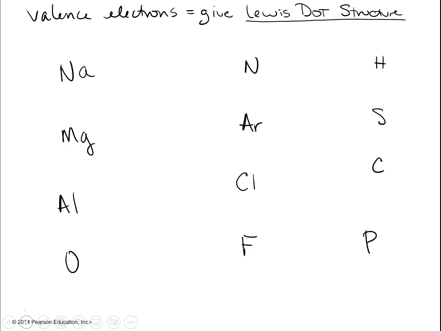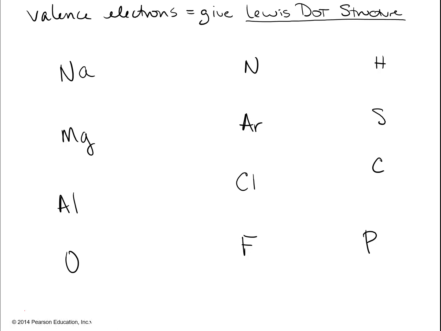Okay? So you might put 2 on the left, 2 on the right. You might put 2 above or 2 below. Wherever you want to put them, you just have to make sure, 1, you have the right number of electrons, and 2, you never put more than 2 dots on a side. Okay?